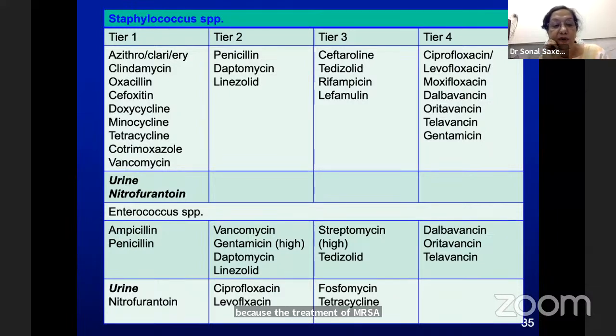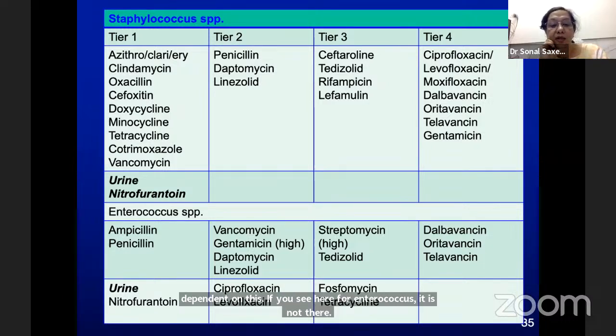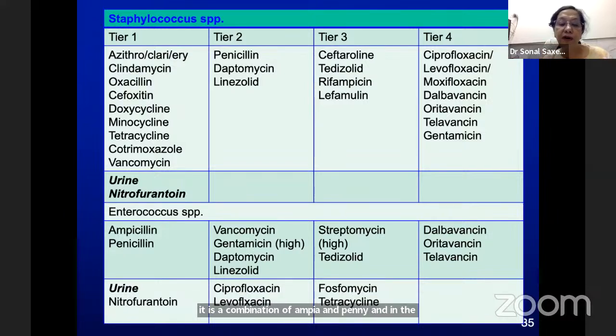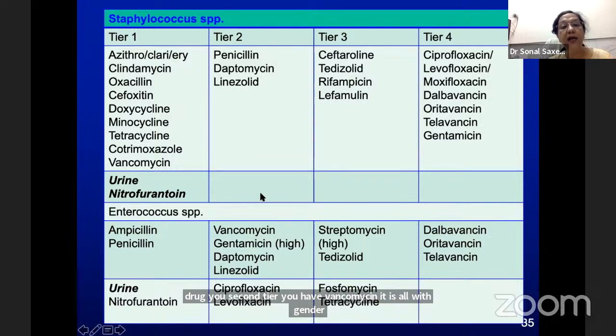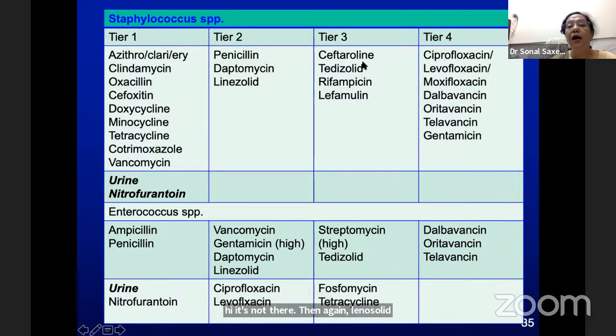If you see here for enterococcus, it is not there. It is a combination of AMPI and PENI, and in the second tier you have vancomycin. It is all with Genta. High, it's not there. Then again, linezolid is tier 2, and the newer ones, tedizolid and ceftaroline or lefamulin or rifampicin, are in tier 3.